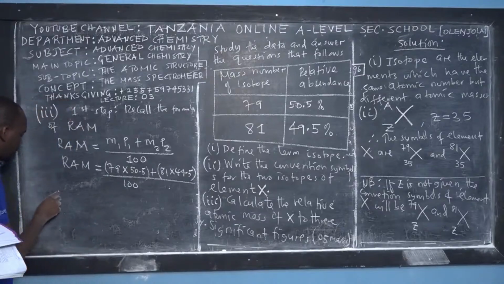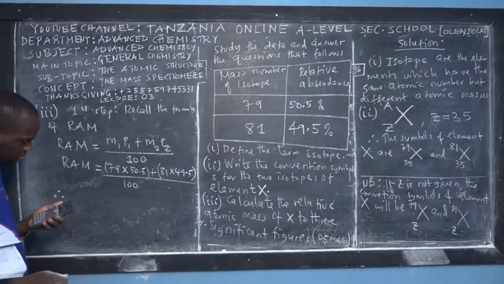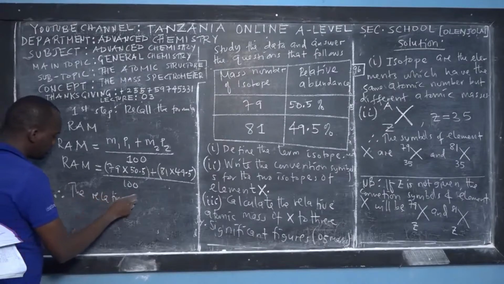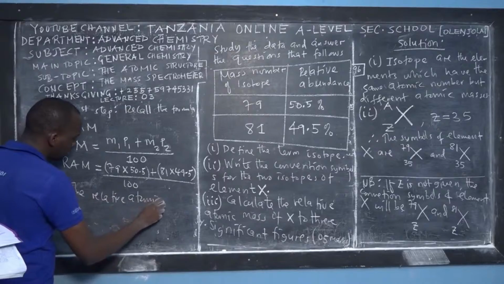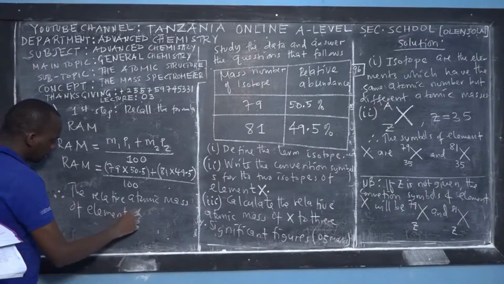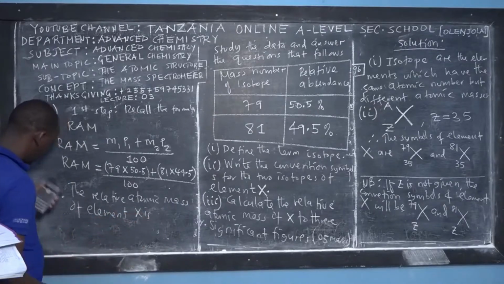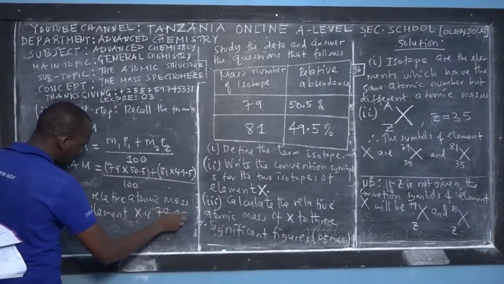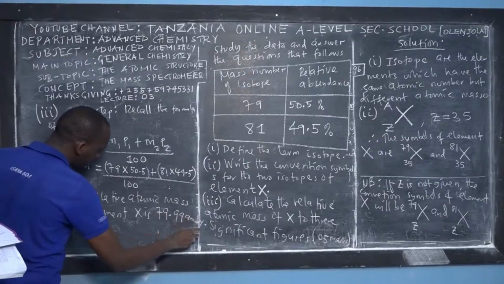So he said that therefore the relative atomic mass of element X is 79.99 atomic mass unit.